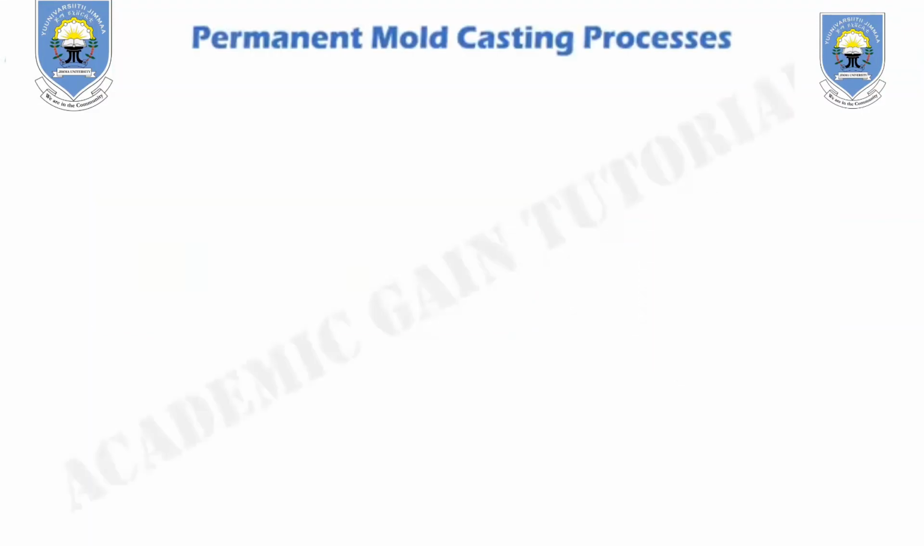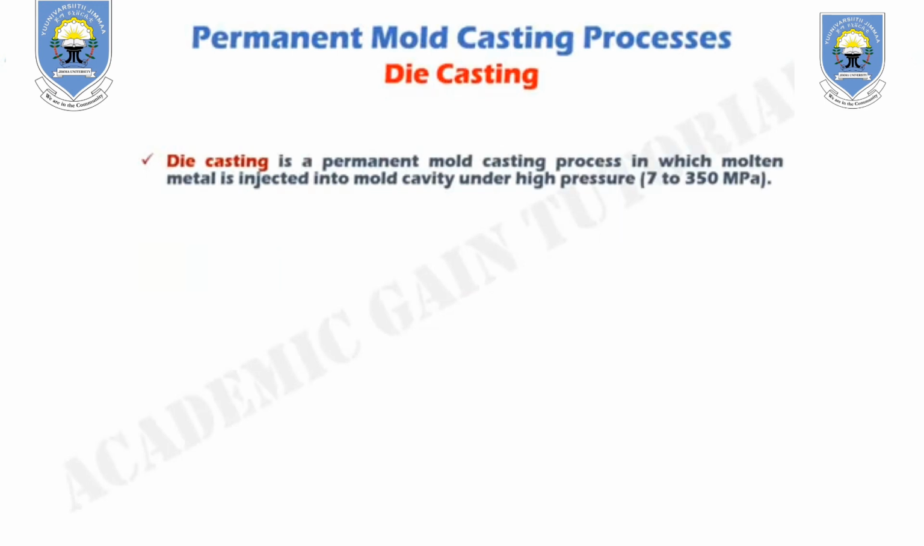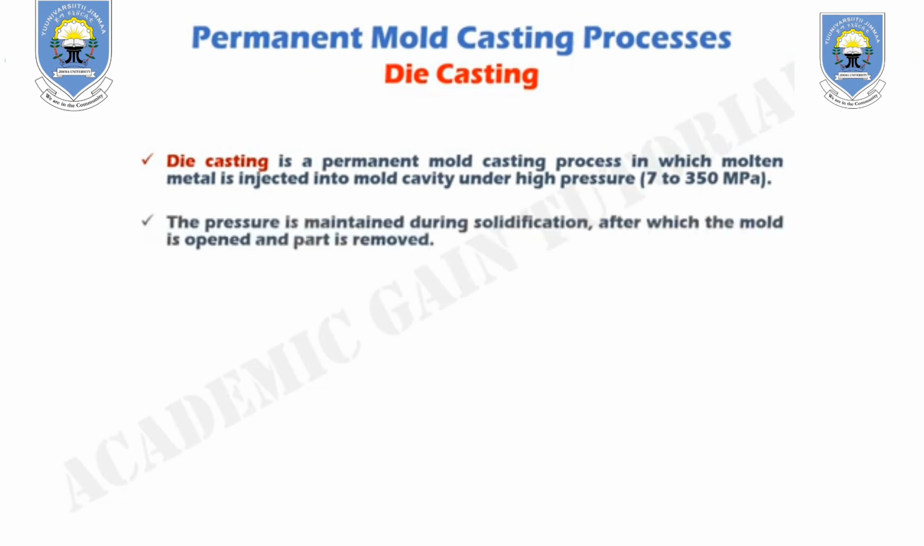So, into the topic. Die casting. Die casting is a permanent mold casting process, in which molten metal is injected into a mold cavity under high pressure at about 7 to 350 megapascals. The pressure is maintained during solidification, after which the mold is opened and the part is removed.